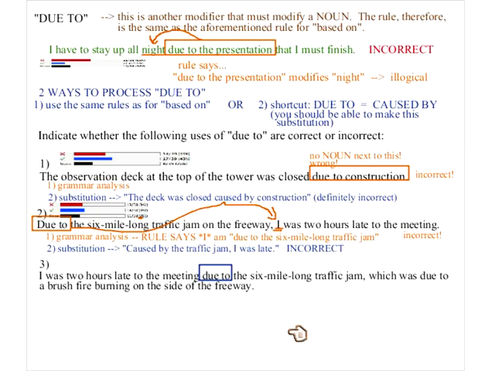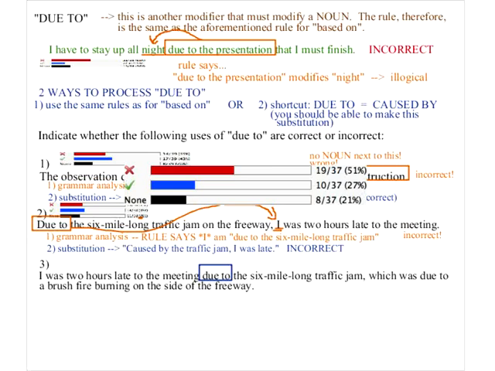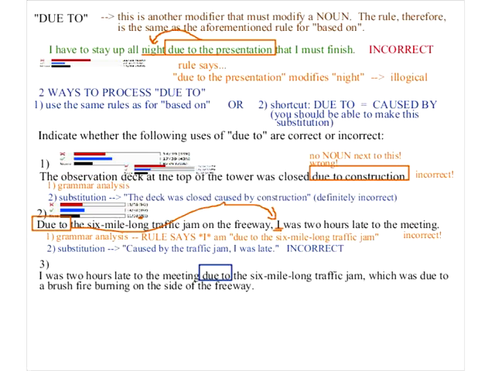Okay, here's your stats. You guys got this one right as a group. This one is incorrect. Here's your statistics. This is incorrect because, again, the issue here is that it has to point to a noun, so this has to point to meeting. That doesn't make any sense. This would mean that the meeting was due to the traffic jam.